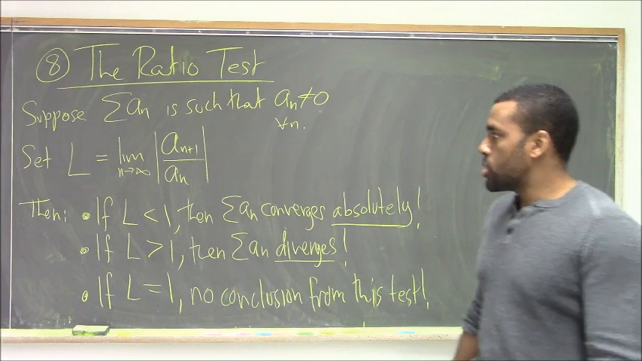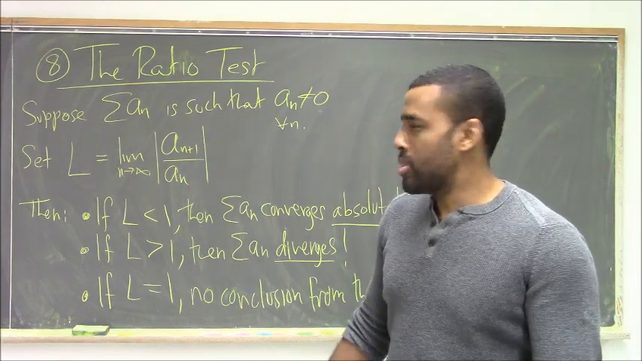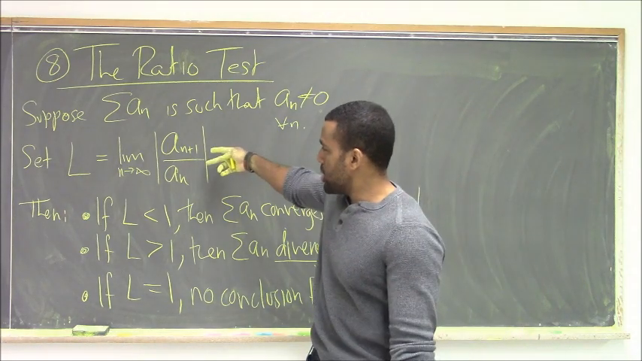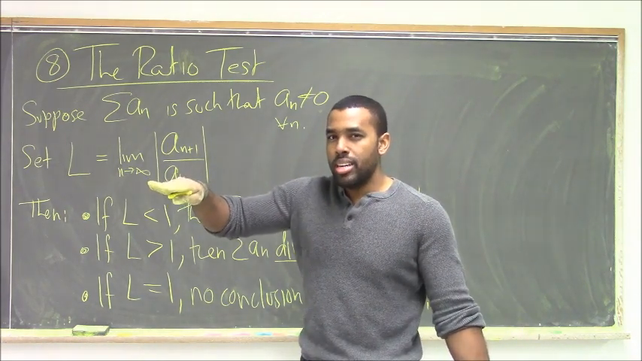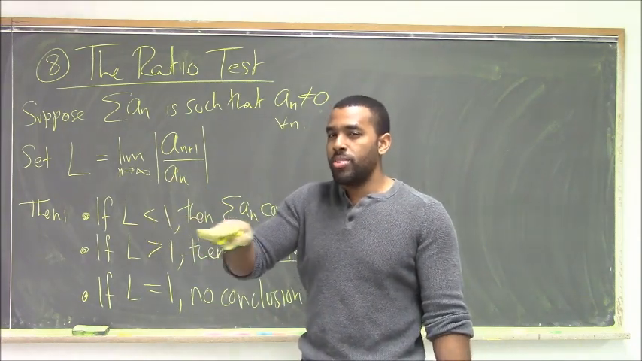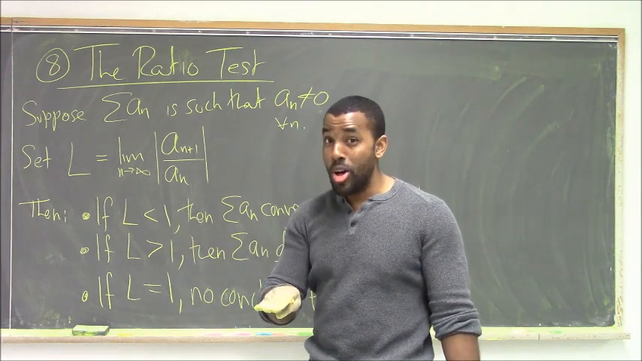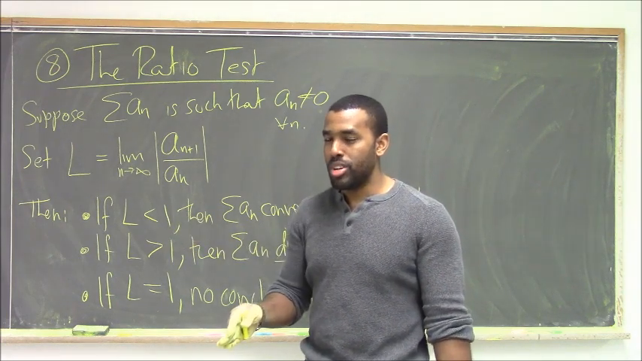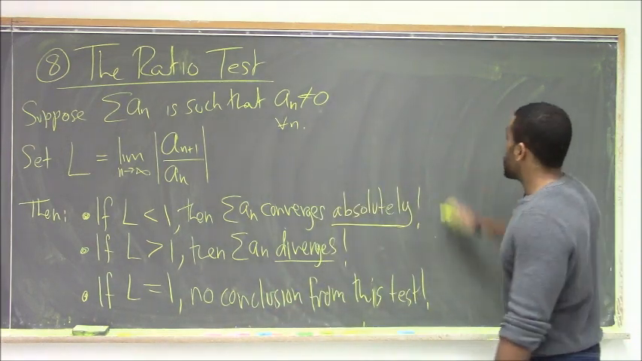If it's equal to 1, then pretty much it tells you nothing, because the series isn't doing any decreasing or increasing behavior that we can talk about. It's kind of just flatlining, but we don't know if that flat line is still small enough so that they'll converge anyway, right? So that is called the ratio test.